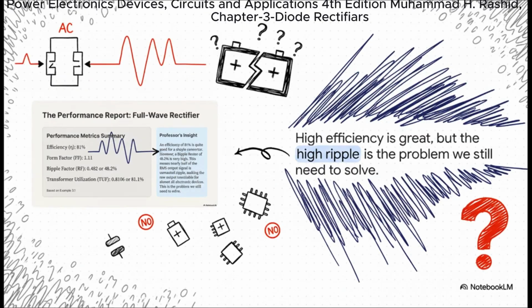That's a problem. And this right here really illustrates the core issue perfectly. You can see it in the inside box. An 81% efficiency is great. It looks fantastic on a spec sheet. But a 48.2% ripple makes the raw output completely unusable for pretty much any electronic device you can think of. This is the big problem we still have to solve.